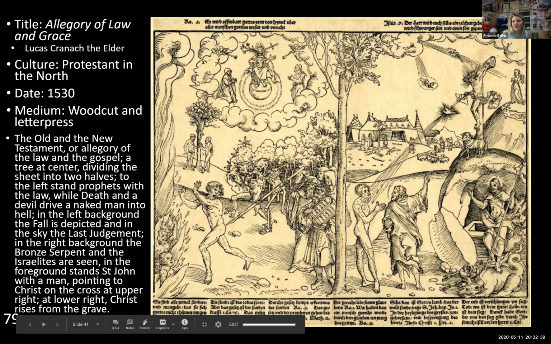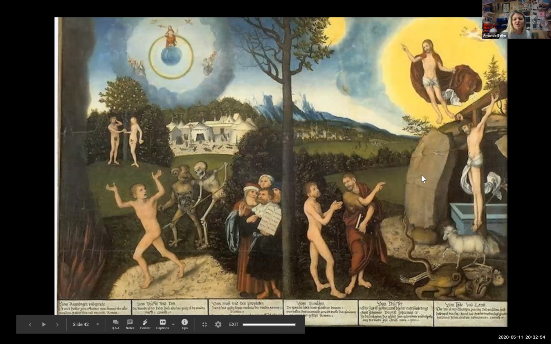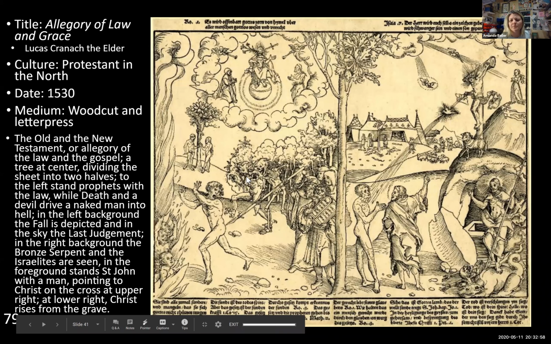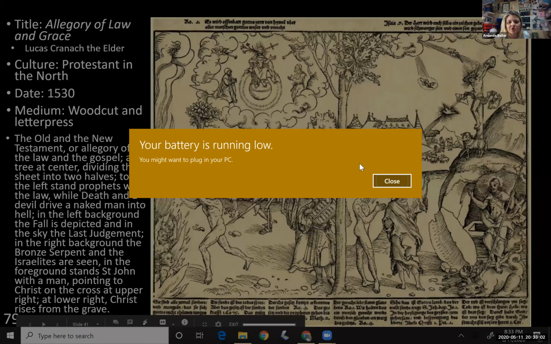So this was propaganda. This was propaganda that was given out as a kind of pictorial reminder. Even if you couldn't read, you could look at these images and tell which side is preferable to the other side. So woodcut, notice, is going to be less refined than the engraving we saw with Durer.